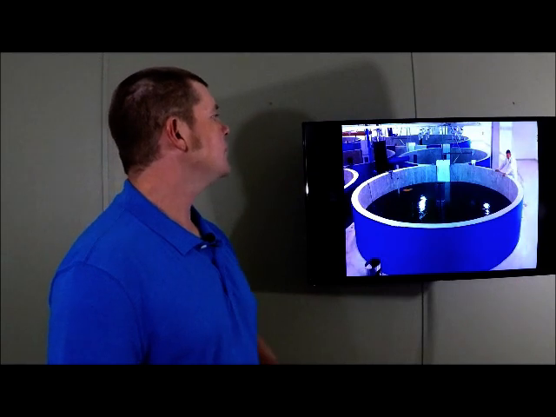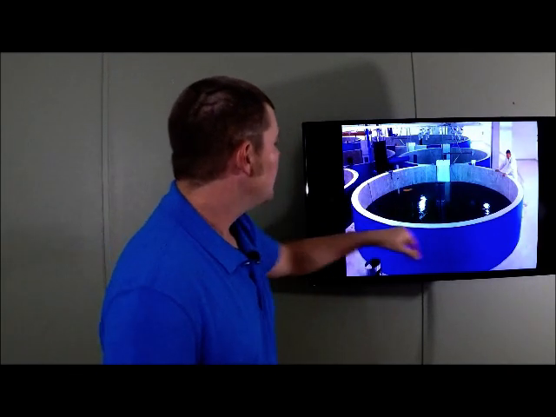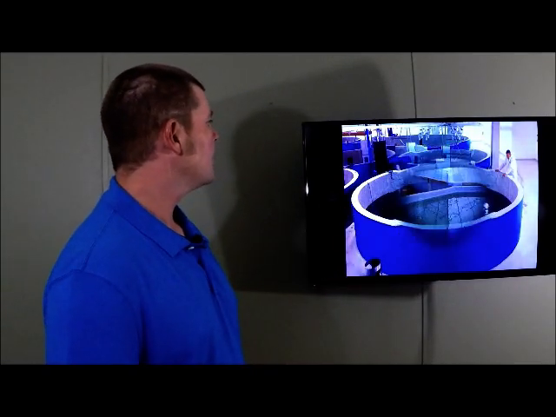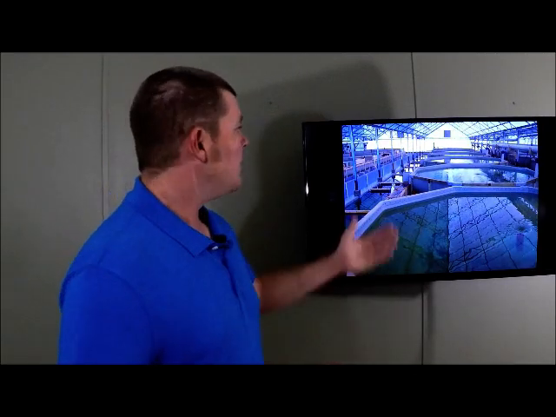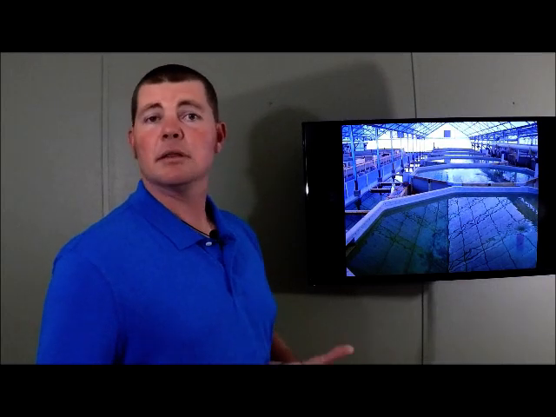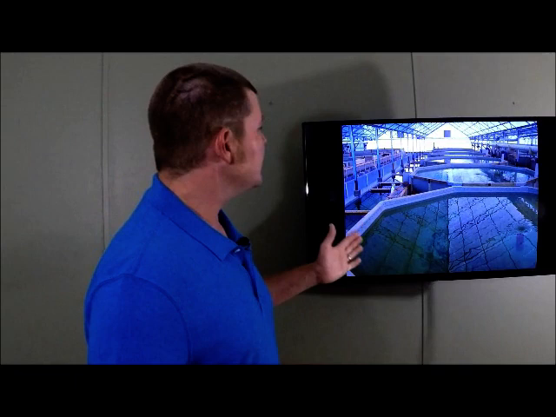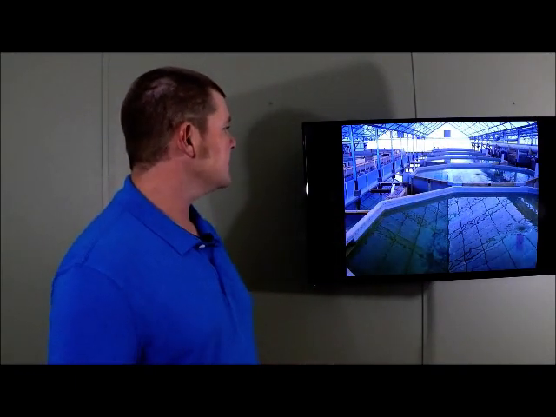Here's a picture of some beautiful tanks made out of cement. You can see nice dimensions here. Here are some octagonal tanks made out of a wood frame and a liner. So a little bit less expensive of a way to go and pretty space efficient when you look at the way they have this set up in the facility.